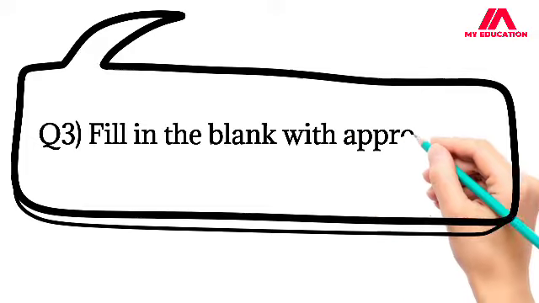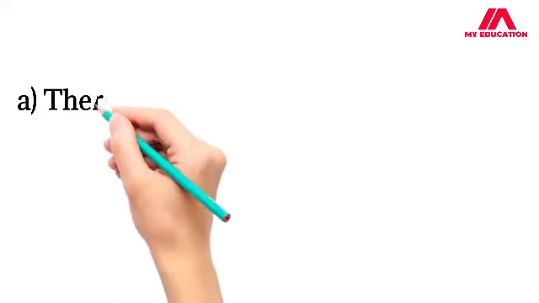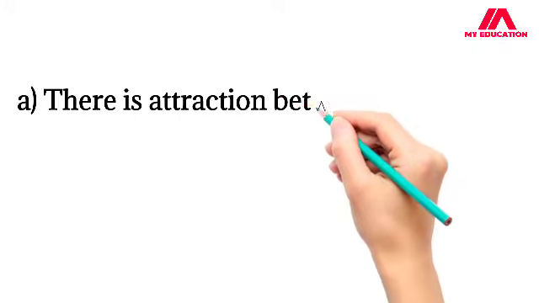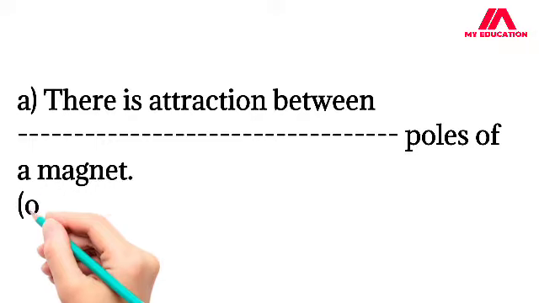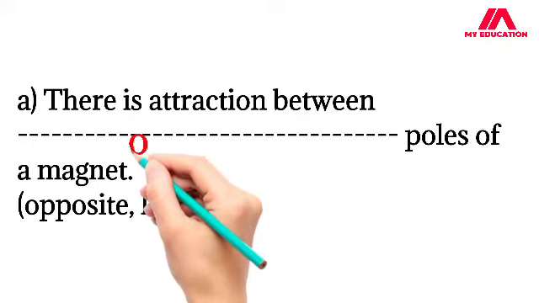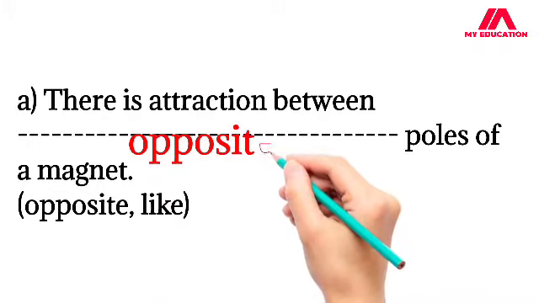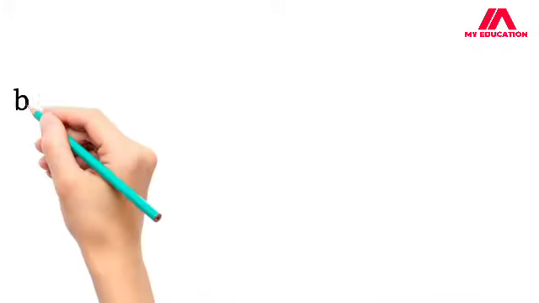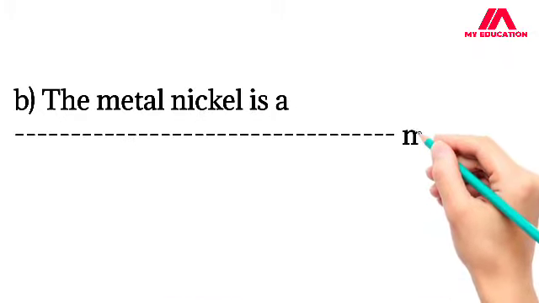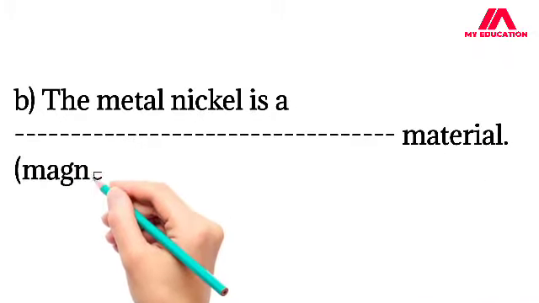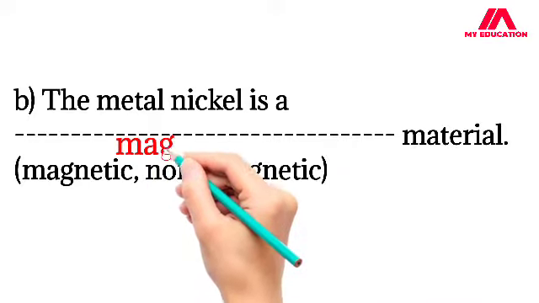Question 3. Fill in the blank with appropriate words. A. There is an attraction between opposite poles of a magnet. Answer. Opposite. B. The metal nickel is a magnetic material. Answer. Magnetic.